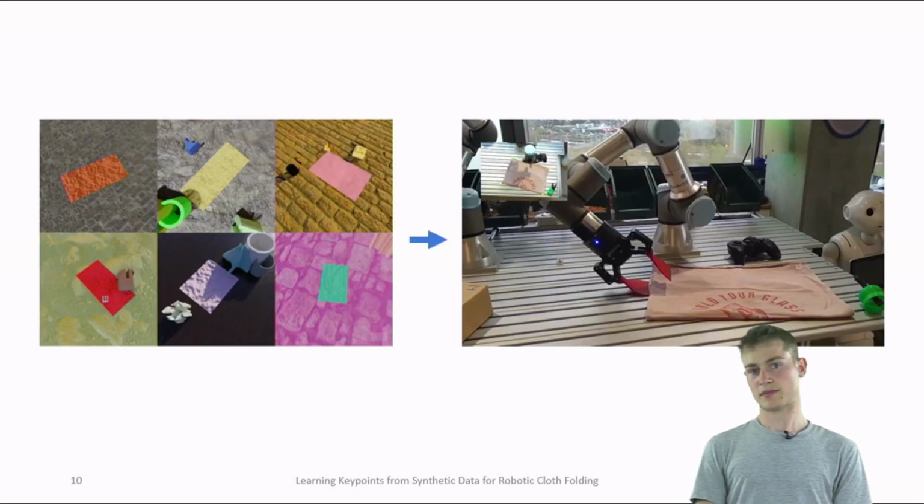To conclude, in this paper we showed how to use procedural data generation to train a neural network to detect towel corners and use them to fold towels with an open-loop trajectory. This shows that synthetic data generation can be used to solve perception tasks for robotic cloth manipulation.